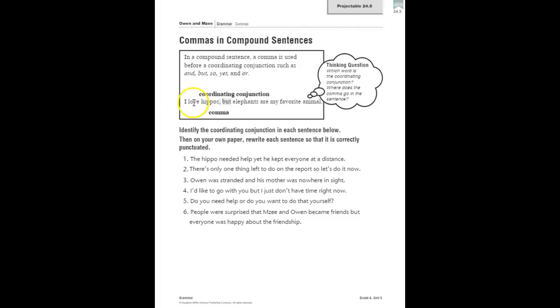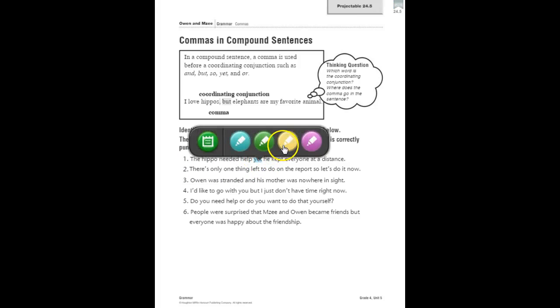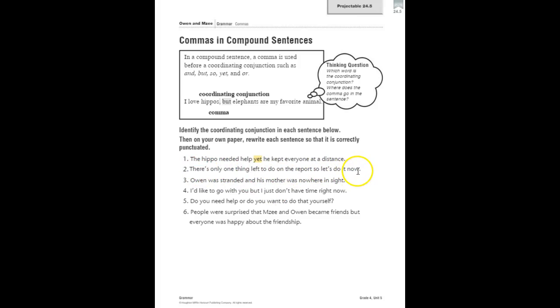Let's do some more examples and see if we can identify the coordinating conjunction and add the comma where it belongs in these sentences. Let's look at number 1. The hippo needed help yet he kept everyone at a distance. Okay, can you find the coordinating conjunction? Our coordinating conjunction is the word yet. So we need to put our comma after help before the word yet. Number 2: There's only one thing left to do on the report so let's do it now. Can you find the coordinating conjunction in this sentence? Here it's the word so. So we would put our comma here after report before the word so.